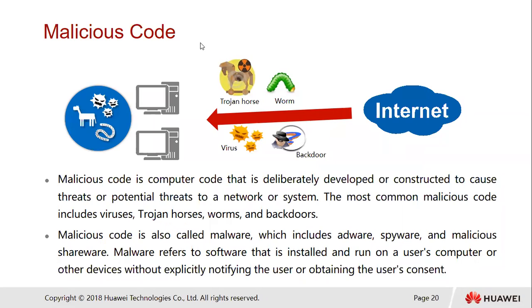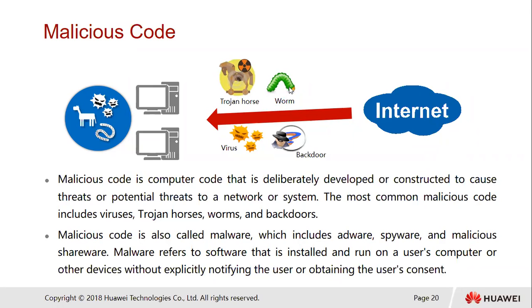Malicious code. So when we talk of malicious code, this is computer code that is deliberately developed or constructed to cause threats or potential threats to a network or a system. So with malicious code, we talk about Trojan horse, worm, viruses, and backdoor. A Trojan horse is a program which you think is a legitimate program, but in the background, it is doing something else.